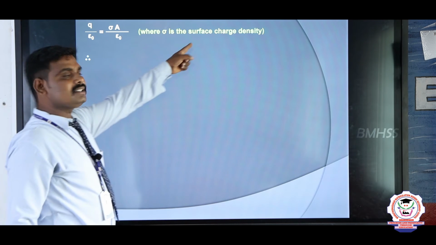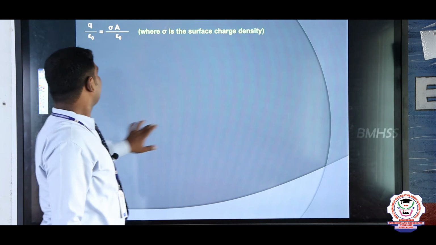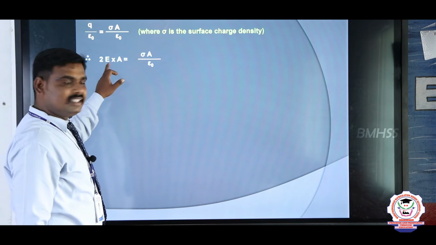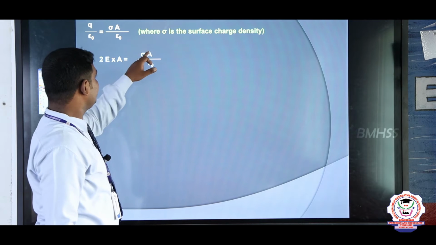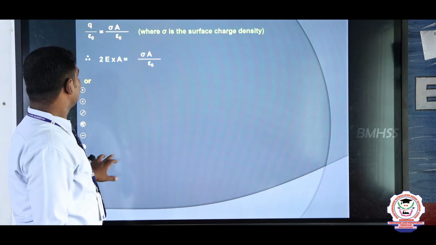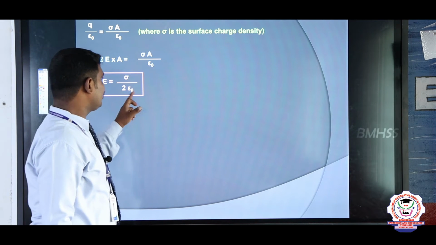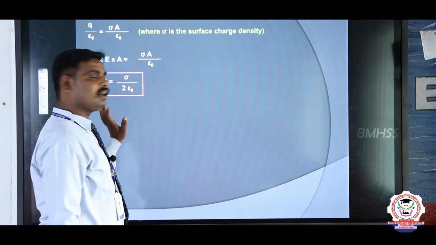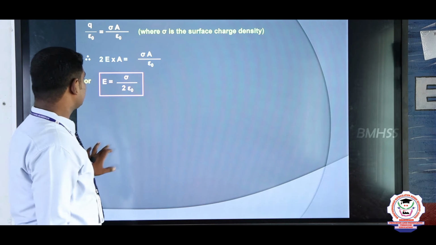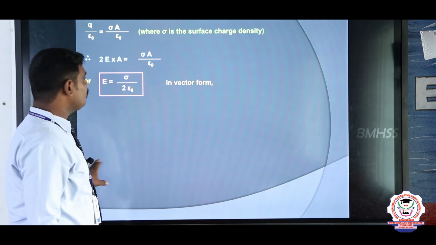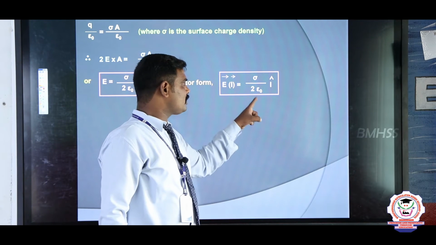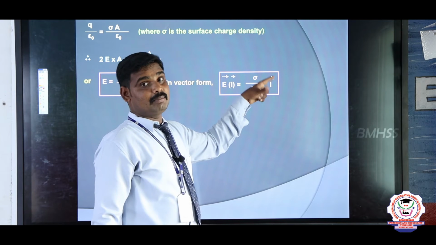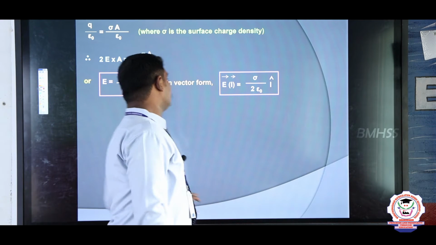Sigma is the surface charge density, and 2EA is equal to sigma A divided by epsilon naught. A will be cancelled, so E is equal to sigma divided by 2 epsilon naught. This is the final equation. In vector form, you can write E vector is equal to sigma divided by 2 epsilon naught into i cap, where i cap is nothing but the unit vector.